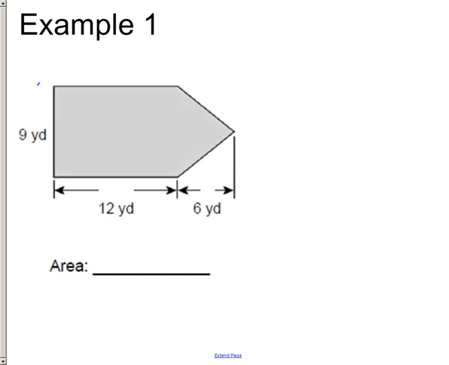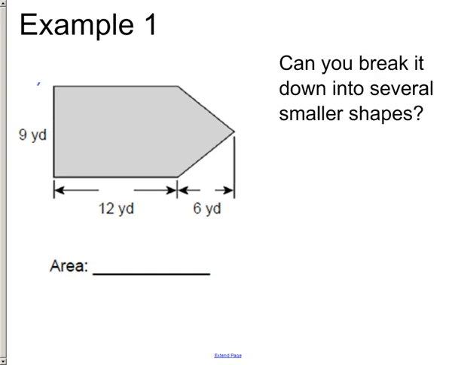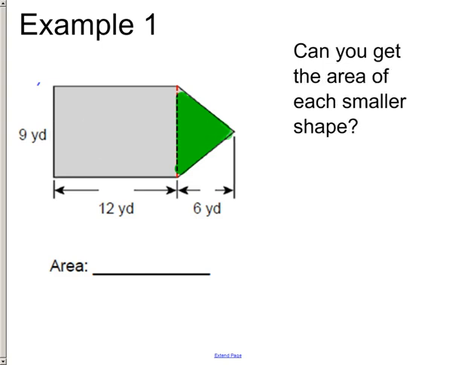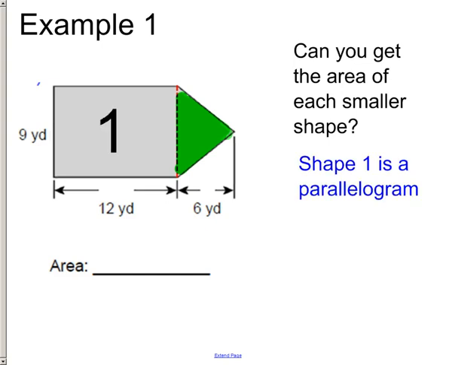And if I wanted you to find the area of a composite shape, the first thing I'd recommend that you do is break it up into smaller pieces. So when I look at this shape right here, this pentagon, I see that I can make it into a triangle and also a parallelogram. So it's broken down into two different shapes in this case. And then if we can just get the area of each of those smaller shapes, we can add them up later. So let's find the area of that parallelogram, shape 1 there.